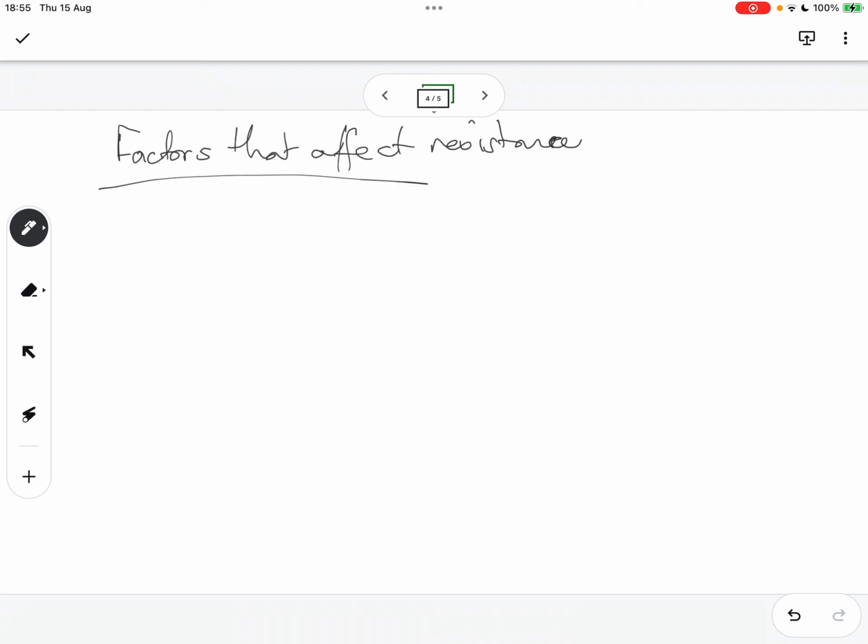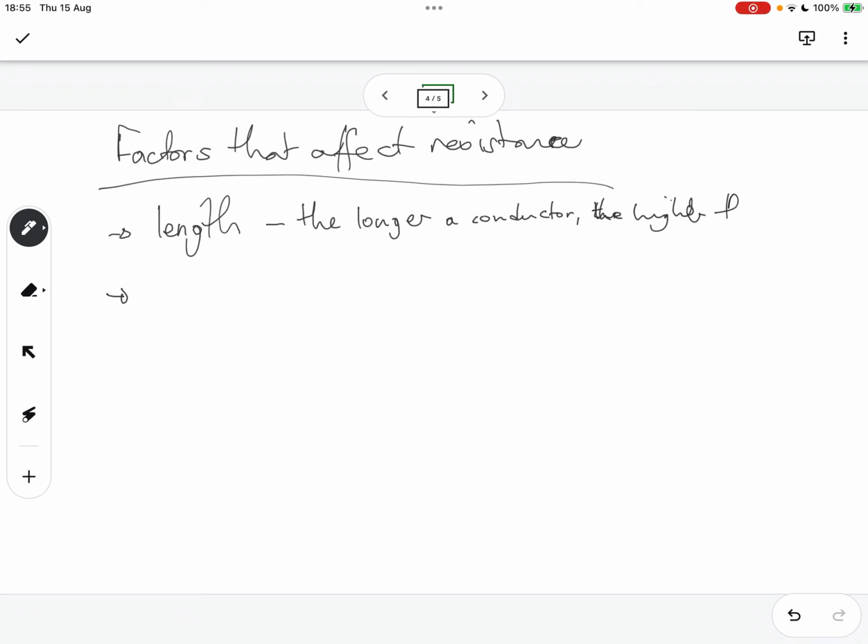So factors that affect resistance include how long a conductor is. The longer it is, the more resistance. The longer a conductor, the higher its resistance.